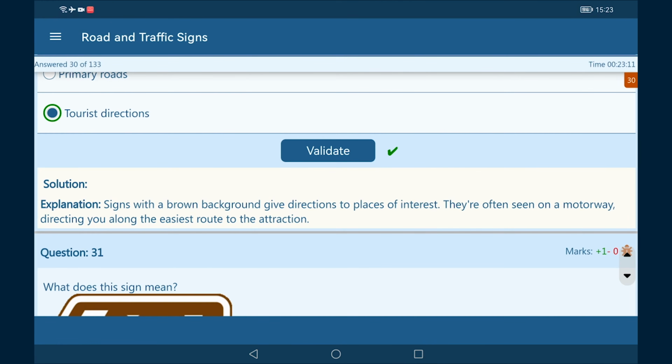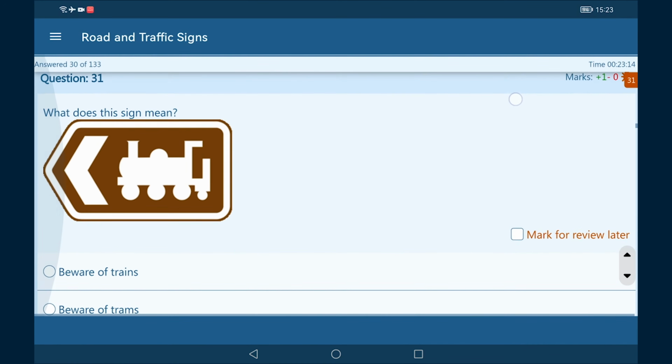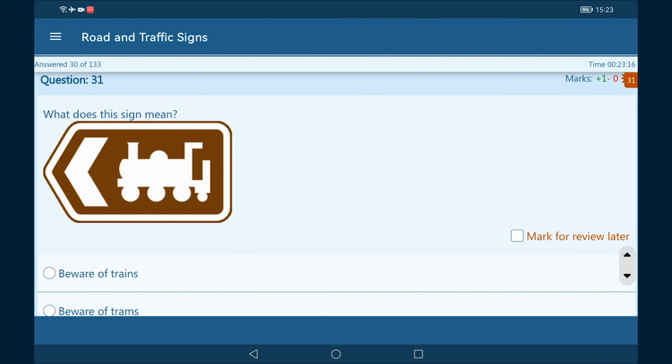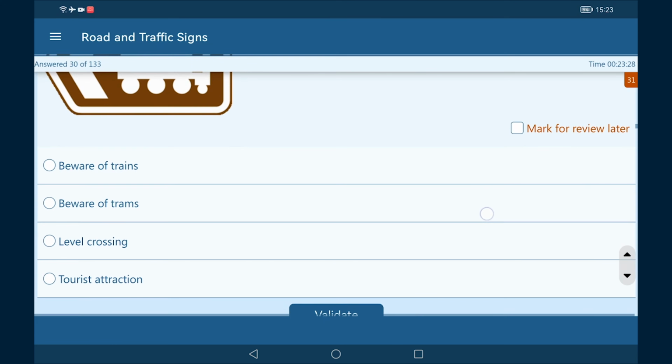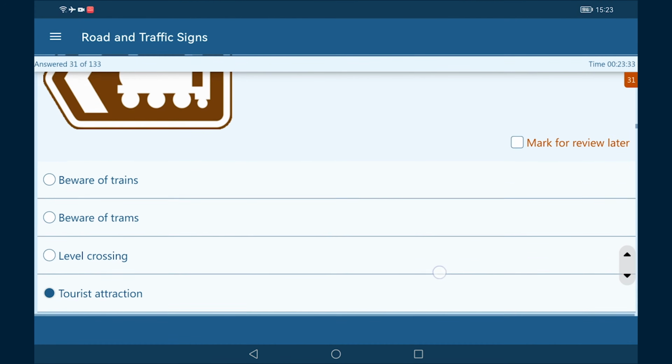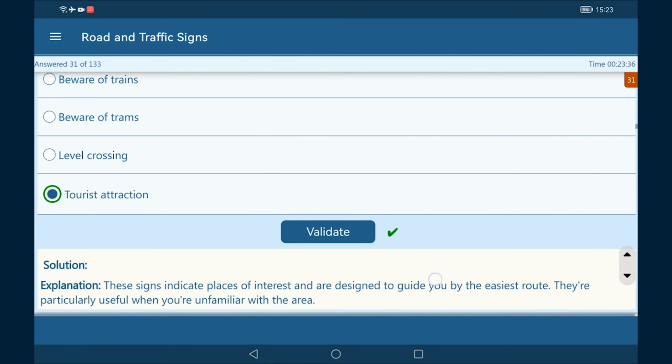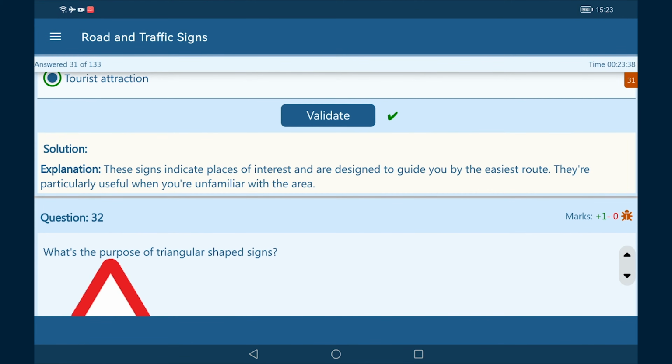Question 31. What does this sign mean? Option 1. Beware of trains. Option 2. Beware of trams. Option 3. Level crossing. Option 4. Tourist attraction. The correct answer is Option 4, that is, tourist attraction. Explanation. These signs indicate places of interest and are designed to guide you by the easiest route. They're particularly useful when you're unfamiliar with the area.